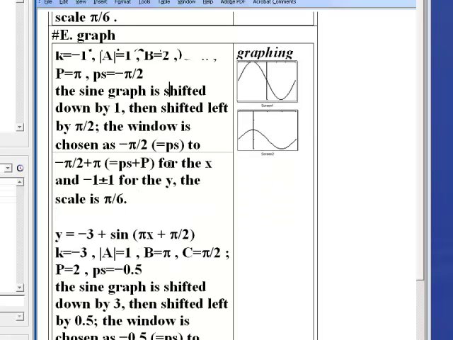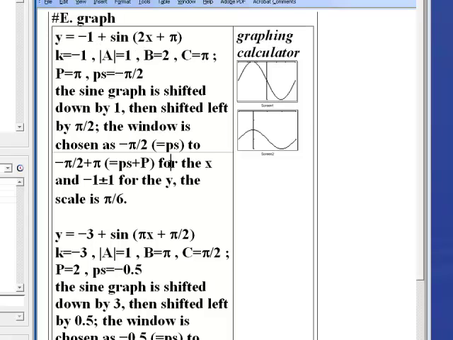And then for the y, I'm going to choose -1 plus minus 1, which is the vertical shift plus minus the amplitude. So, oops, not negative k, actually it's just k plus minus a.